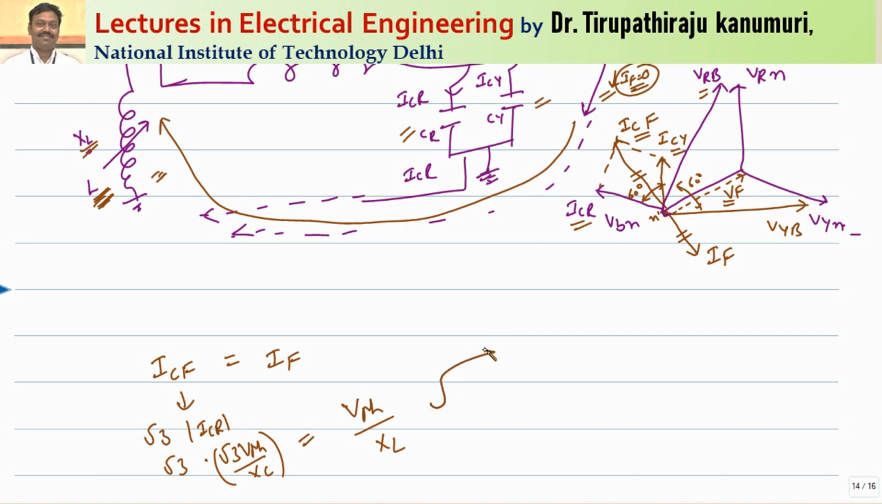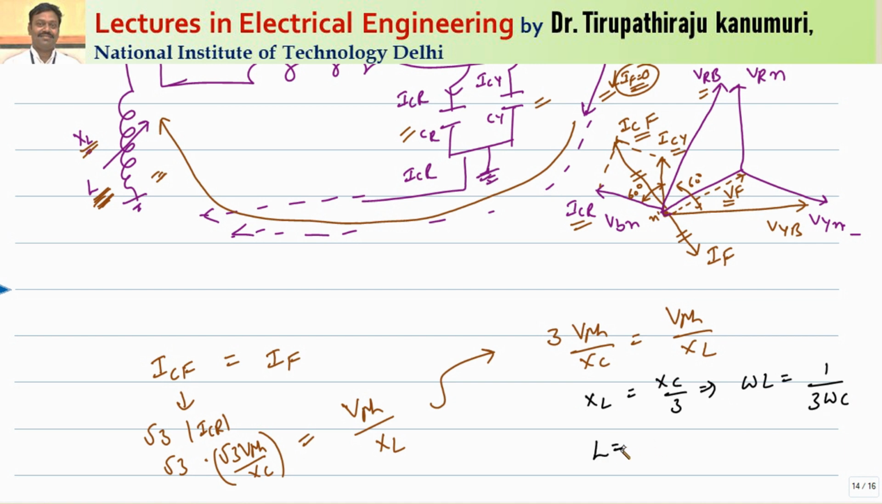Or this I can write from here. So this will be root 3 multiplied by root 3, which becomes 3 times V phase by XC, equal to V phase divided by XL. Agree with me? So this I am further simplifying. If you simplify this, you will get the value of XL equal to XC divided by 3. Or from this we can tell omega L is equal to 1 by 3 times omega C. Or the value of the inductance is adjusted in such a way that L will be equal to 1 by 3 times omega square C, where omega is equal to 2 pi f.